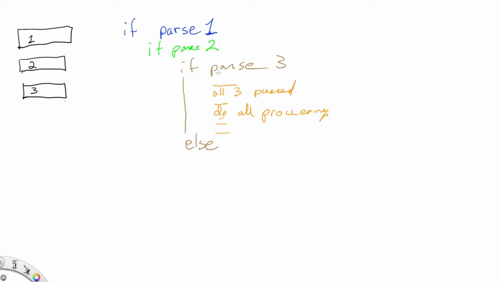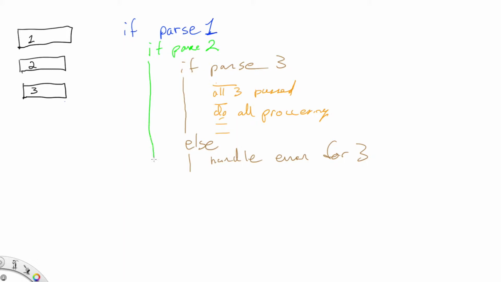Now I have an else. So if parse3 is successful, everything's been successful, I've done all my processing. If parse3 is not successful, I have to handle that error. So handle error for 3. If I got this far, that means 1 and 2 were successful, but 3 failed, so I only have to handle a problem with 3.